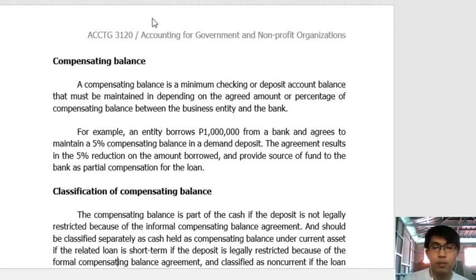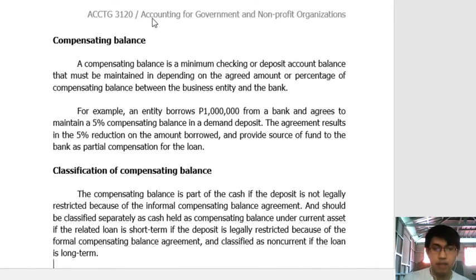So what is the purpose of this compensating balance? First, in this scenario, yung 5% compensating balance serves as a partial security on the loan. In case of default, ay pwedeng yung compensating balance ay maging payment for the loan. So yan is one of the security on a loan.